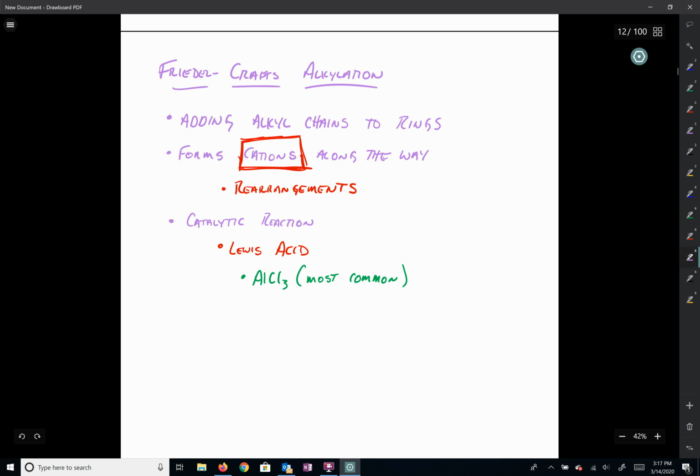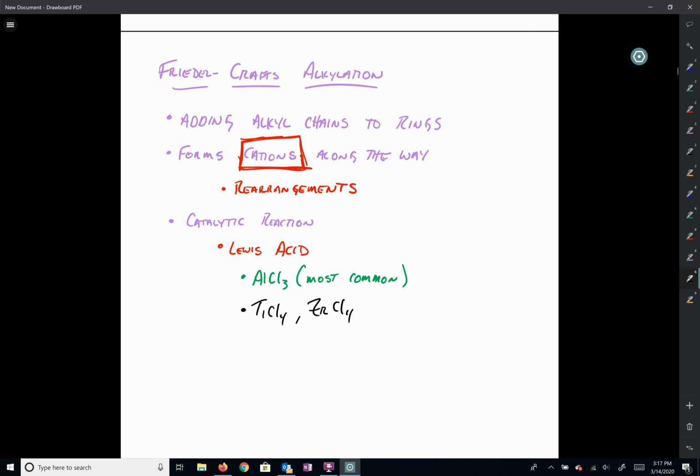I shouldn't use purple here since we're in a subheader. Common ones are also titanium chloride, or I should say titanium 4 chloride, or zirconium chloride, or zirconium 4 chloride, right? Titanium and zirconium are in the same family on the periodic table, so that's not too surprising. You might see those. You can use a couple of other transition metals also, but by far what we'll be using for the most part is aluminum.